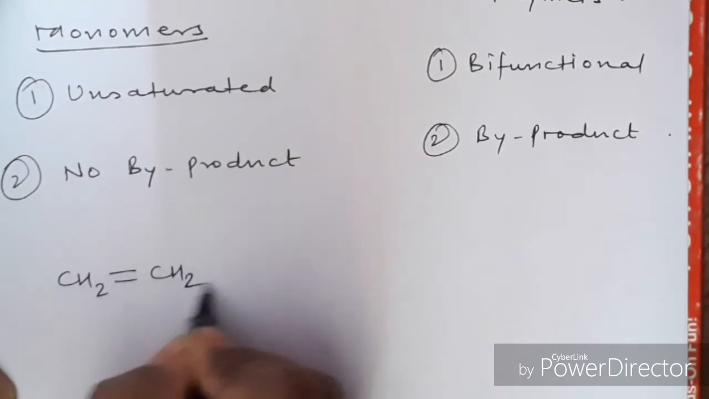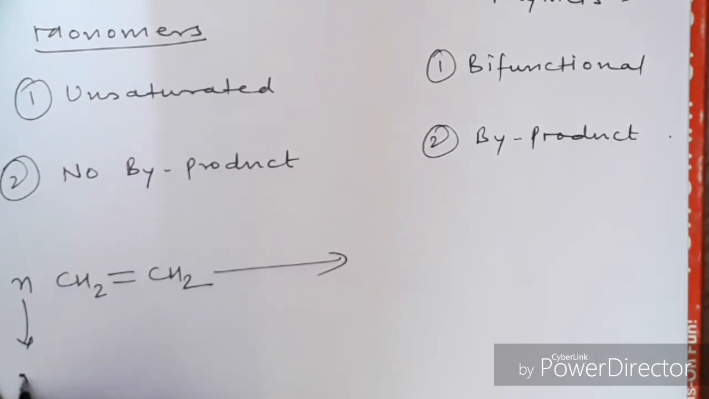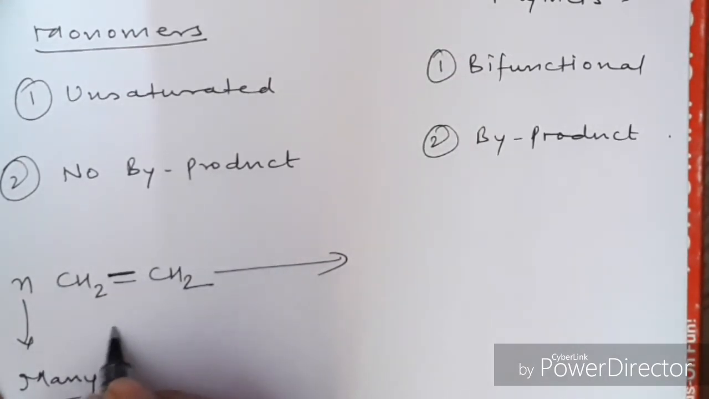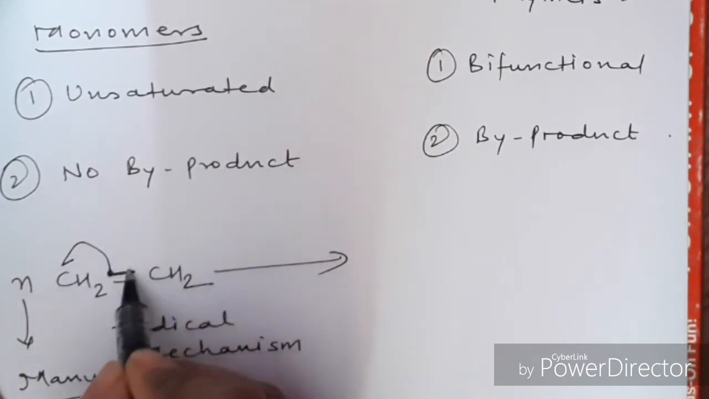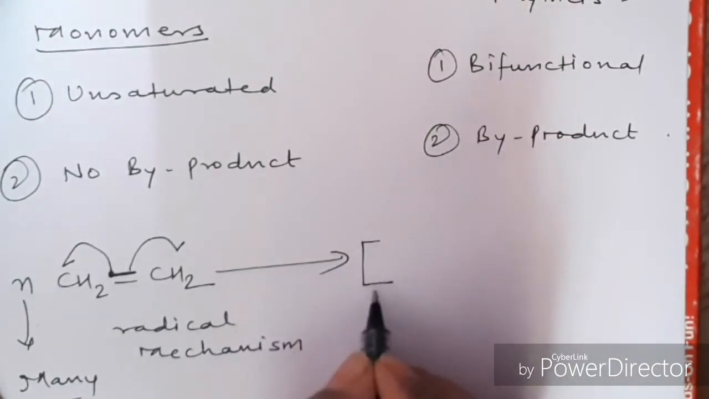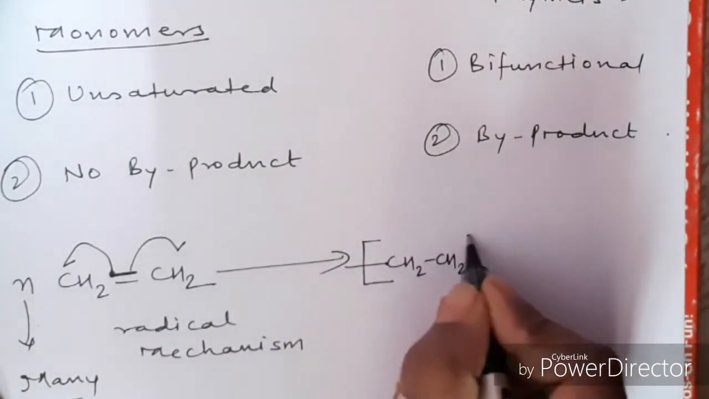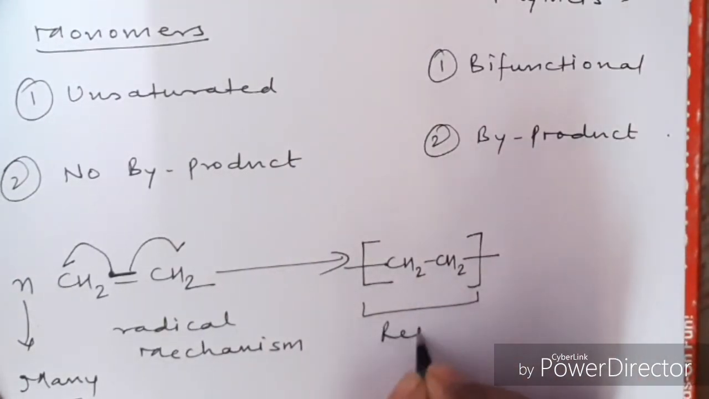Now let's take a fantastic example once again. For addition polymerization, we have taken ethene. You can see I've written n. Small n indicates many molecules of monomers. So this is the molecule of ethene which has got a pi bond. And what is going to happen to this pi bond? We are going to have a free radical mechanism where homolytic fission takes place, and the pi bond breaks like this, and the two electrons go on the left and the right, and this whole thing has to be enclosed in the square bracket, which indicates that this is going to be my repeating unit. This entire stuff in the square bracket is going to be called the repeating unit.